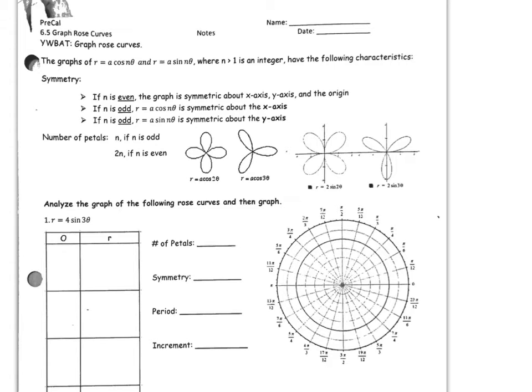All right, here we go. Last video on the rose curves. We're going to do an example where we graph cosine, and we're just going to move on in the notes. So we're going to do number 3. I believe that's where n is even.